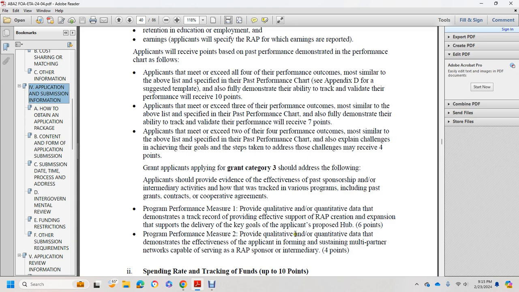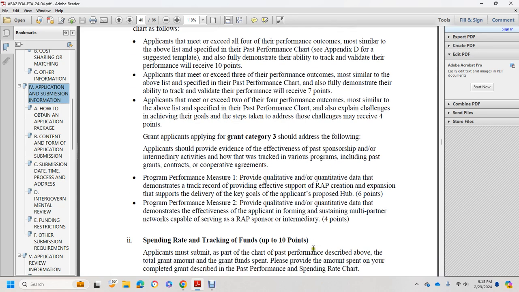Program performance measures. 2. Provide qualitative or quantitative data demonstrating the effectiveness of the applicant in forming and sustaining a multi-partner network capable of serving registered apprenticeship sponsors as an intermediary. 4 points.